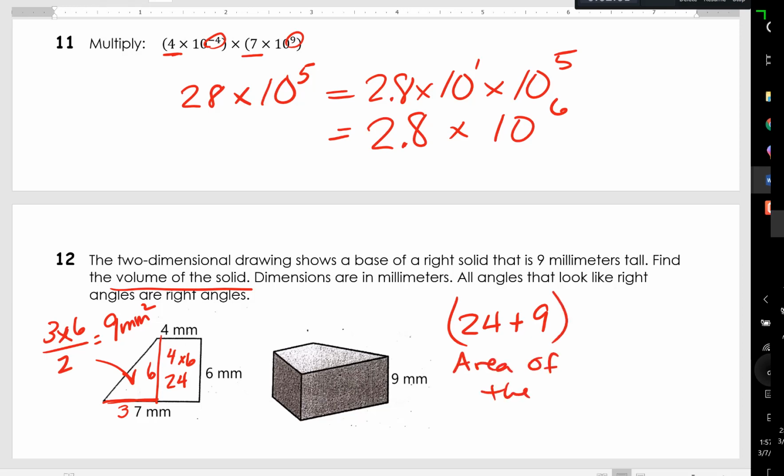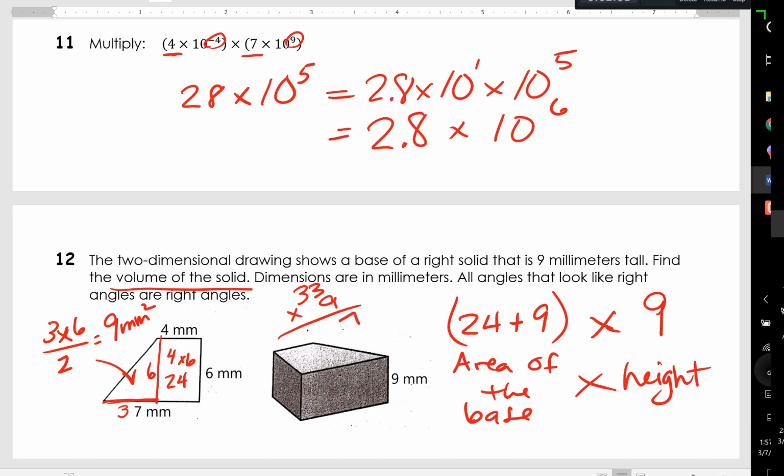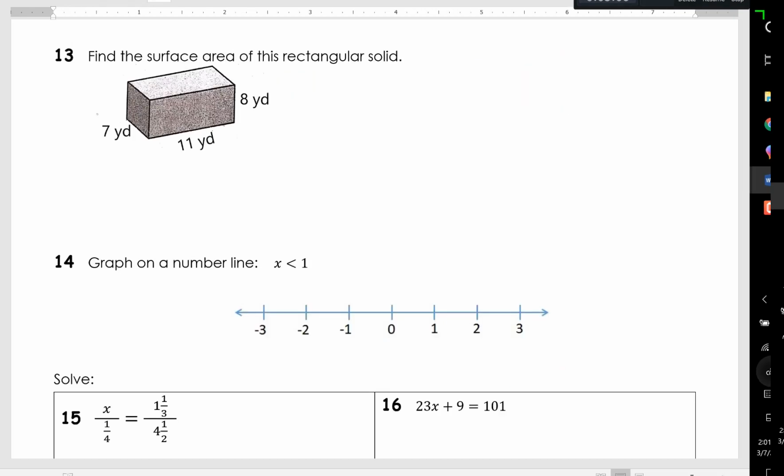of the base. And you are going to multiply that by the height, which is 9. So that's how you find volume. Area of the base times the height. All right, so that's 33 times 9, and I'm running out of room here. 33 times 9, and that's going to be 297 cubic millimeters because it's volume. Volume is cubic units.